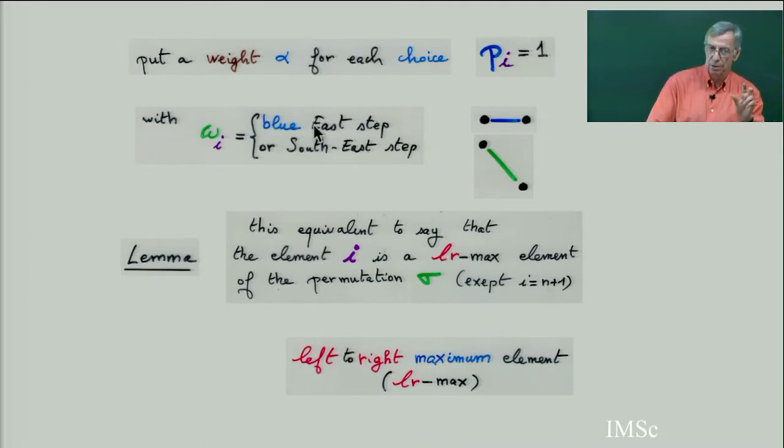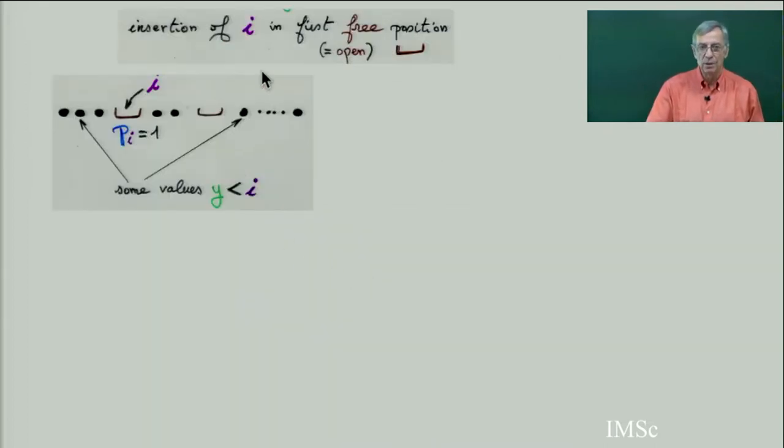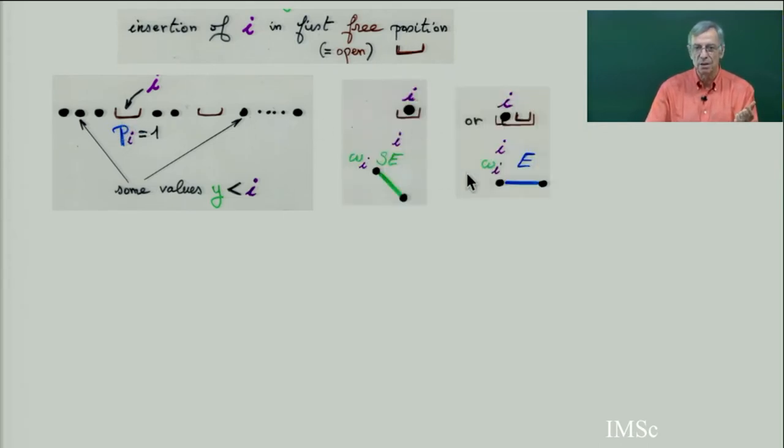So with this trick, by putting the weight alpha in a certain space, splitting the evaluation in four possible parts, then putting the alpha for a certain first choice, then I get the left to right maximum element of the permutation. Proof: when you insert I in the first free position, the choice pi equals 1. And if you insert this with this case of a south E step or a blue E step, it means that you do not insert a free cell on the left. You insert only on the right.